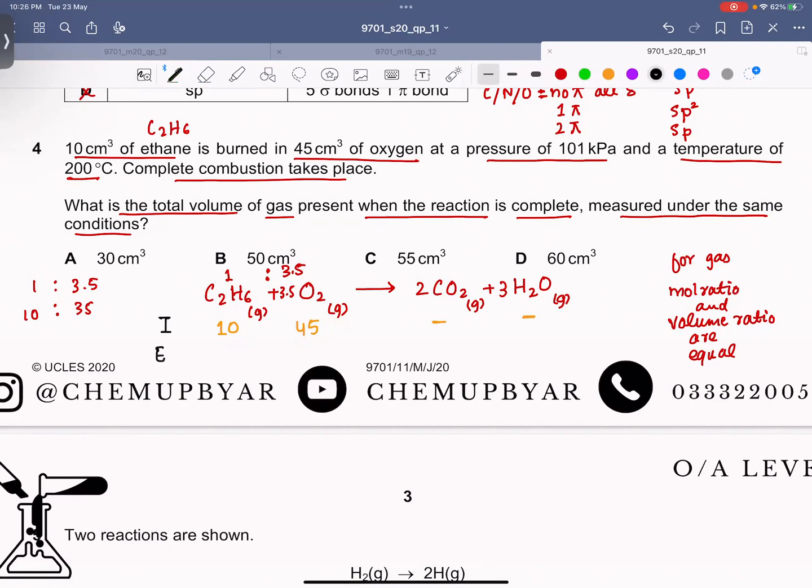So at the end, what would happen is that all of the ethane would be consumed, and out of 45, 35 centimeter cube of oxygen would be consumed. So oxygen is left behind. If you compare ethane and carbon dioxide, it means that there must be 20 centimeter cube of carbon dioxide formed. Of each gas present at the end of the reaction, so at the end of the reaction, there are 60 centimeter cube of gas. So our D option is correct. B and A go wrong.